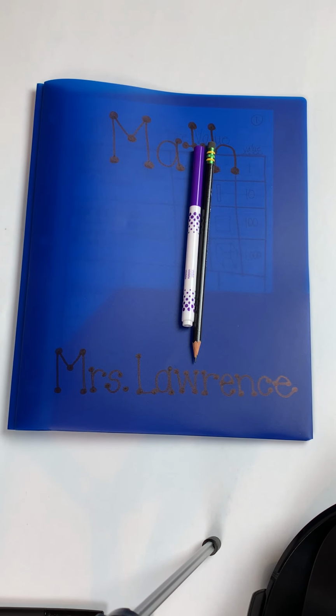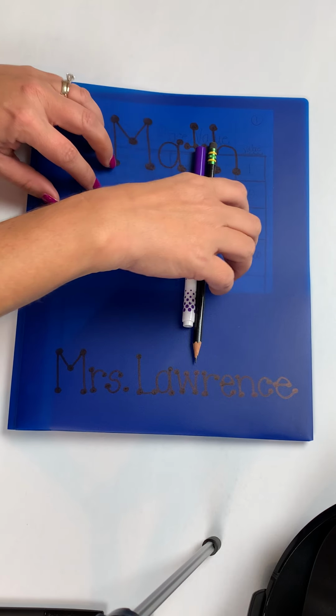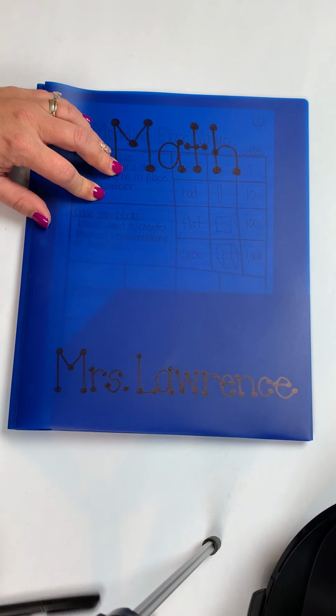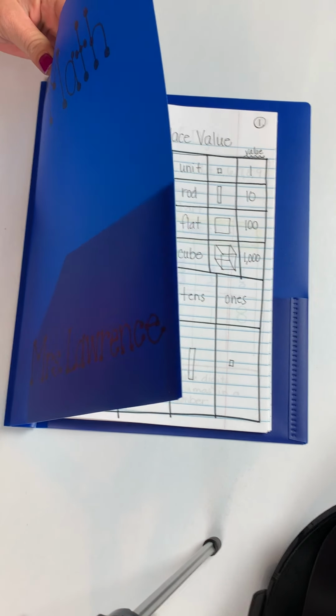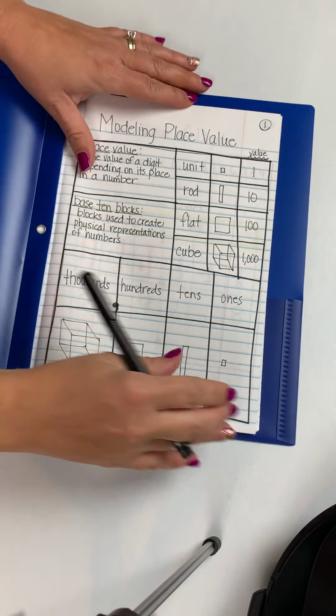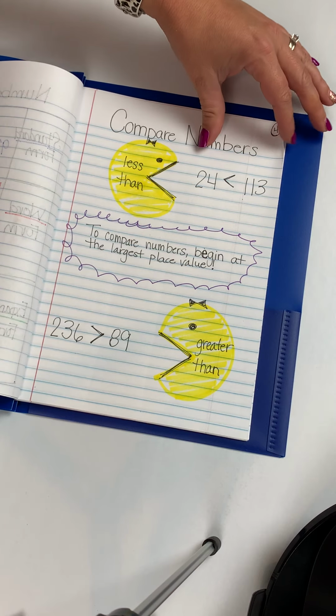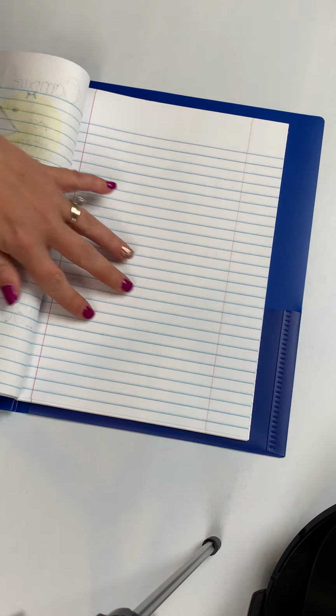These will be our notes for ordering numbers. You need your blue math folder, you need a purple marker, and you need a pencil. We are going to begin by turning in our folder to the next page. We just do page 4. So this will be page 5.